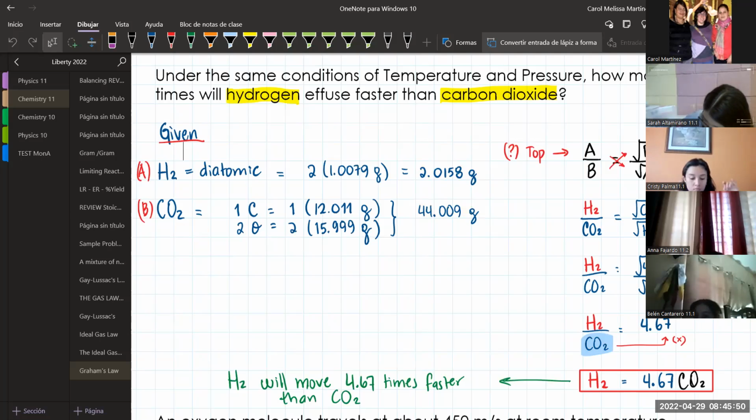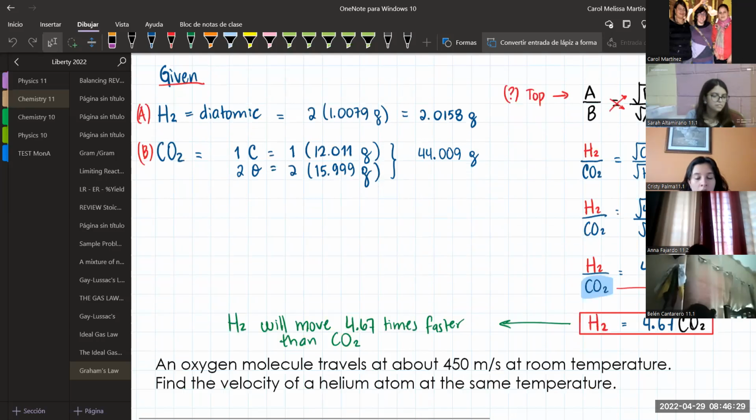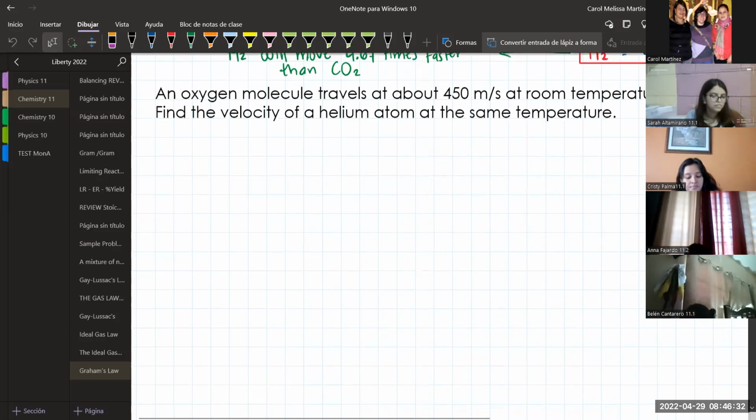The problem is not asking me to find any velocity, it's just telling me how many times faster. But if I give you a speed for carbon dioxide, if I say that carbon dioxide moves at a speed of 100, then you can calculate from there the speed of hydrogen. But this is not the case. So that's it. We move on to the next exercise.